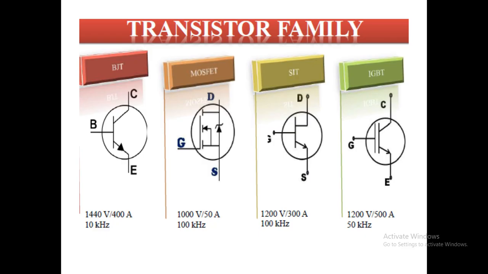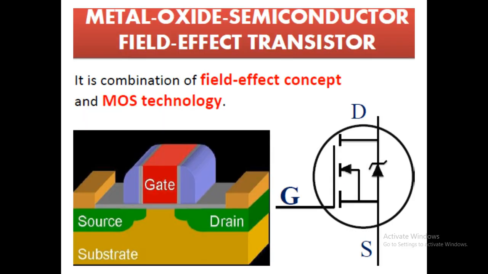First one, BJT, that is bipolar junction transistor. Second one, MOSFET, metal oxide semiconductor field effect transistor. Next one, static induction transistor, that is SIT. The next one, IGBT, that is insulated gate bipolar transistor. So these are the transistor families. Today we are going to see only about the MOSFET. In the previous class we have seen BJT.